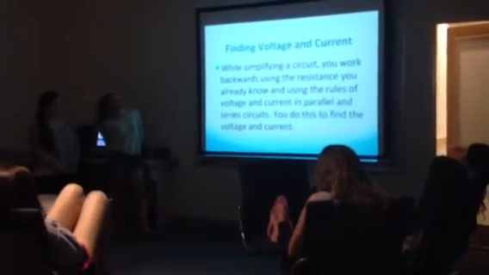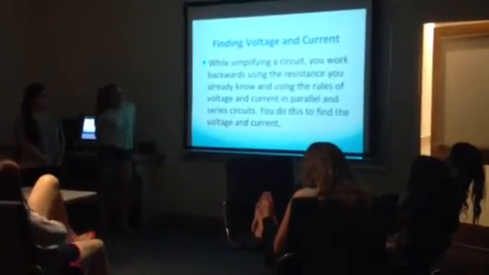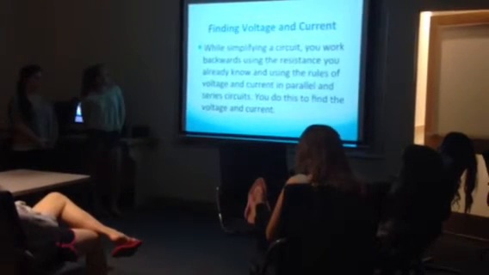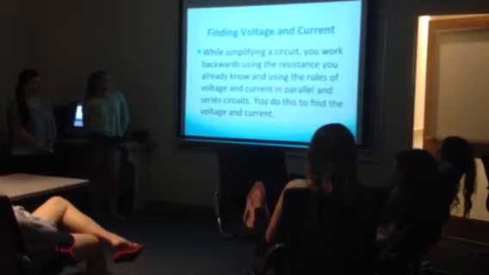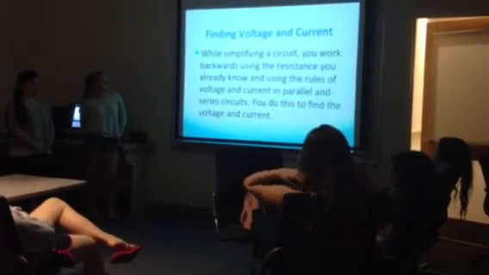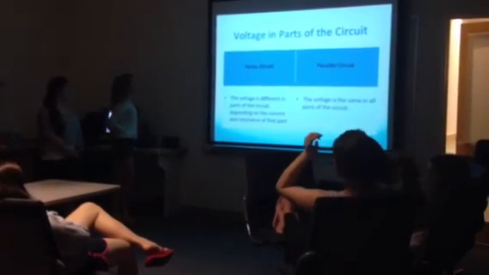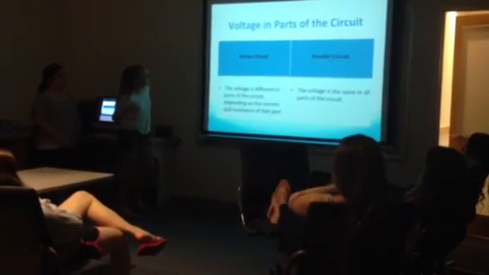So we find the voltage and current. While simplifying a circuit, you work backwards using the resistance you already know of the branches that are in the circuit, and using the rules of voltage and current in parallel and series circuits. You do this to find the voltage and current. So voltage and parts of the current in a series circuit.